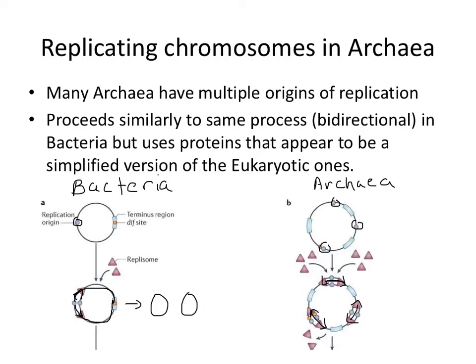You would expect this replication to be faster, and I don't really know if that's true. I don't know if cell division is uniformly faster in the archaea. I don't think that it is, but nonetheless this is the strategy that they have evolved, and this is actually very similar to, you guessed it, eukaryotic chromosomes.